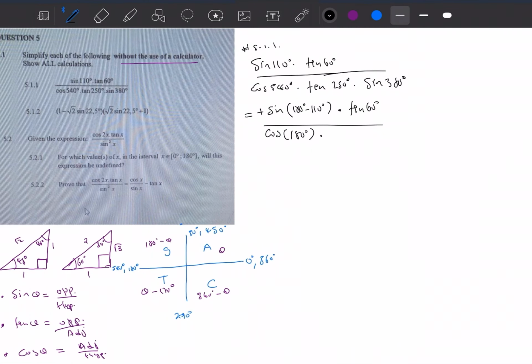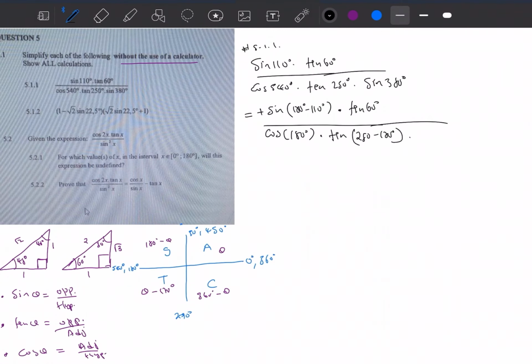And then tan 250. Again, you ask yourself, where is 250? Is it in the first, second, third, or fourth quadrant? 250 is in the third quadrant. Now, is tan positive or negative in the third quadrant? Tan is positive in the third quadrant, so you write positive tan. Then you say theta minus 180. Theta in this case is 250, so 250 degrees minus 180.